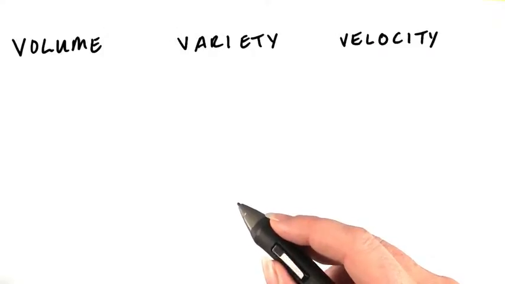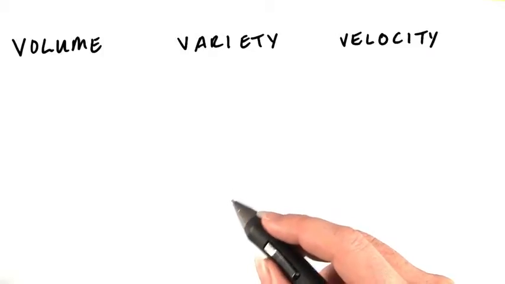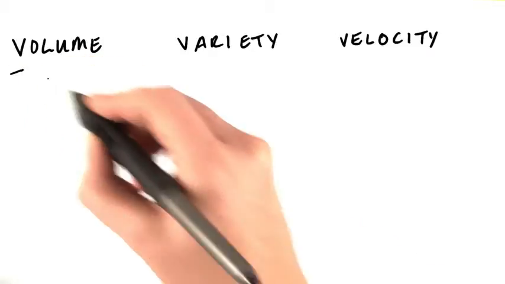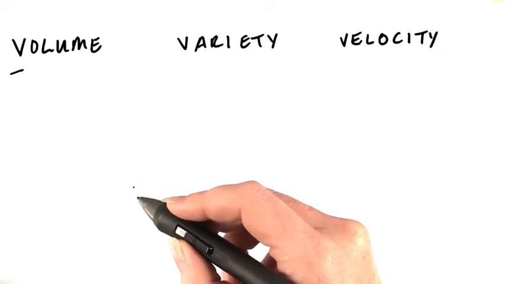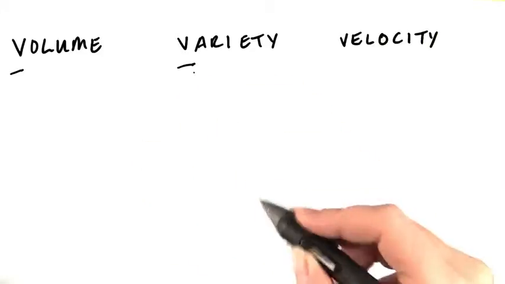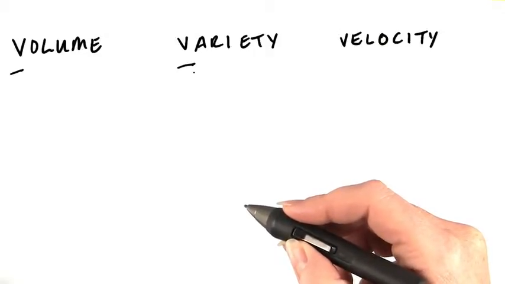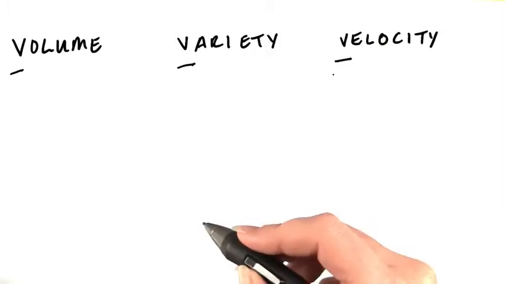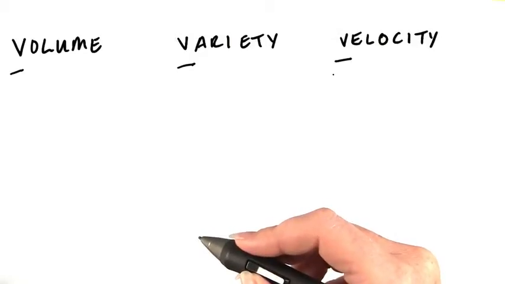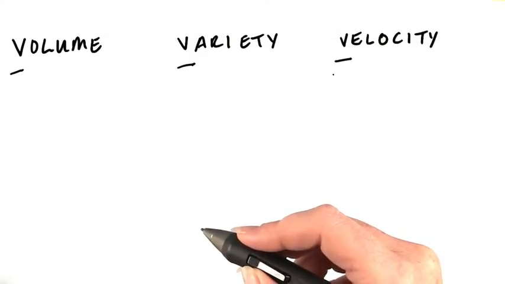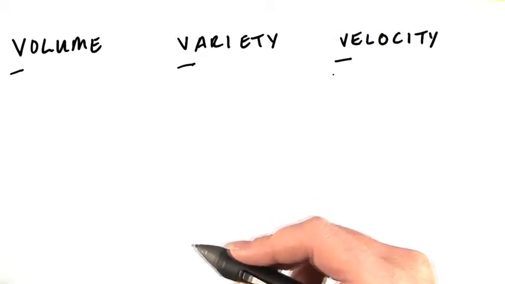When you read or talk about big data, you often hear people say the 3 V's. Volume refers to the size of the data you're dealing with. Variety refers to the fact that the data is often coming from a lot of different sources in different formats. And velocity refers to the speed at which it's being generated and the speed at which it needs to be made available for processing. So let's look in more detail at each of these.